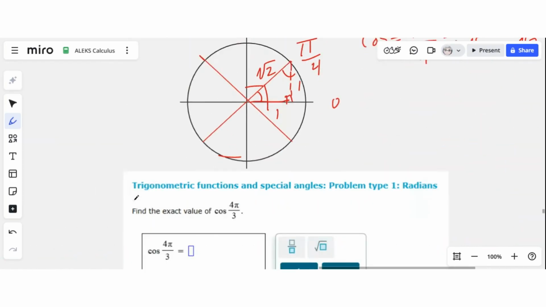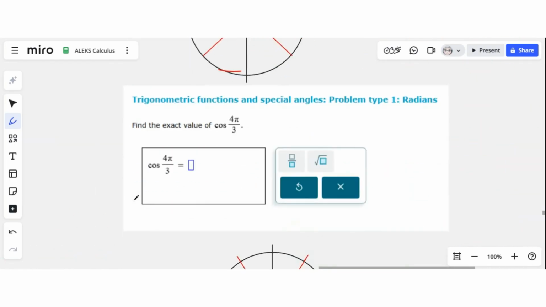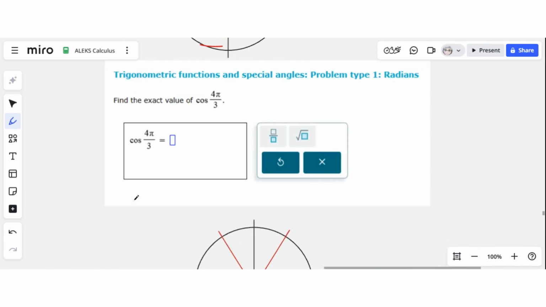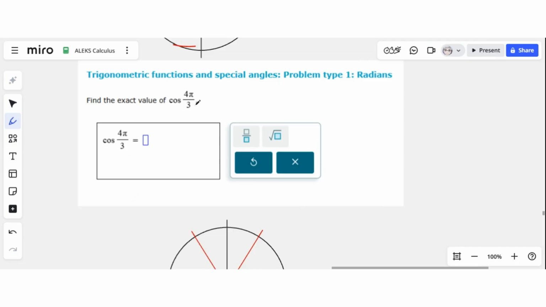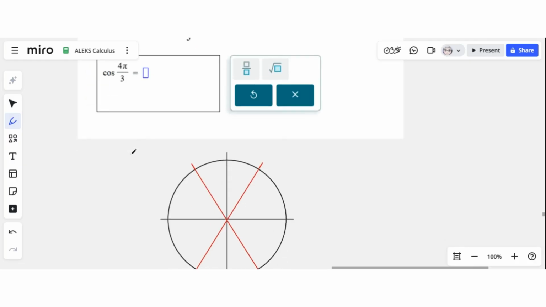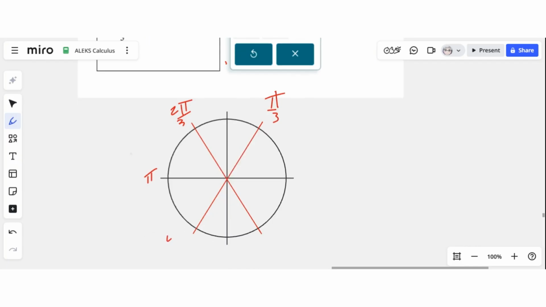Now, something similar is going on for thirds and sixths of pi, and I want to show you that too. So we're going to find the cosine of 4 pi over 3 without referring to the already calculated unit circle. So what I've tried to do here is just draw in lines at thirds of pi. So here's pi over 3. This would be 2 pi over 3. Here's pi, which is 3 pi over 3. And then this would be 4 pi over 3. And that's what we want to find out. So we're looking for this angle here.